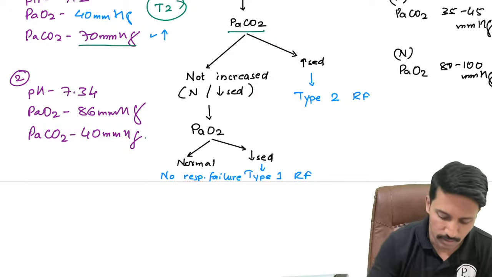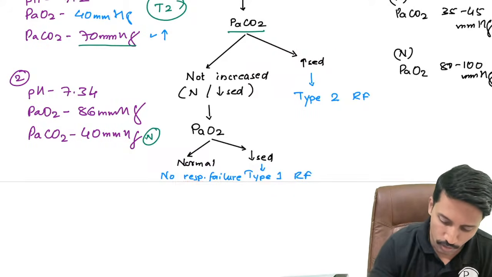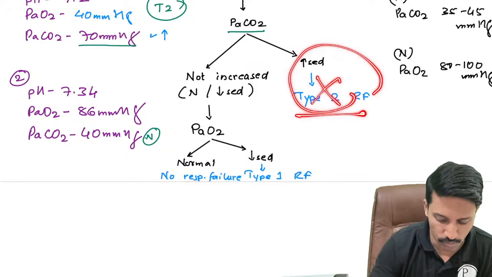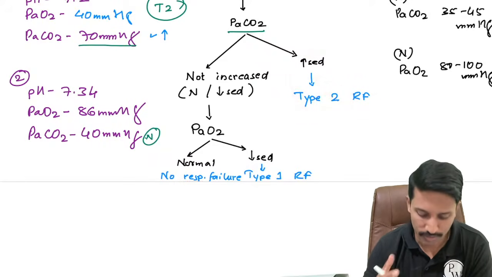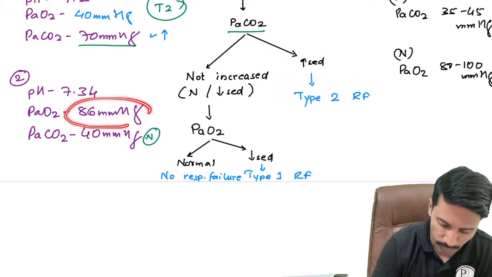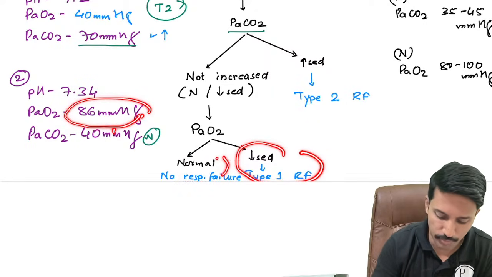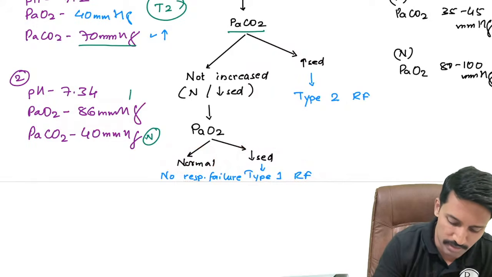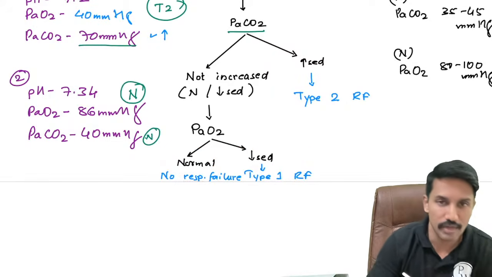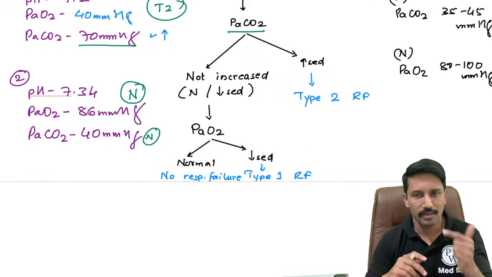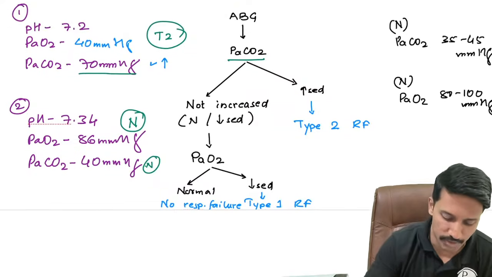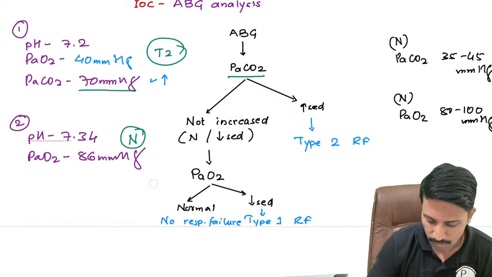Next example. In the next example, partial pressure of carbon dioxide appears to be normal. 35 to 45 is normal. So when it is normal, type 2 is ruled out. It may be type 1. So next what I should see? Oxygen. If oxygen is low, then it is type 1. If oxygen appears to be normal, then it is normal. So here oxygen appears to be normal. So that means this patient does not have respiratory failure. This is going to be our approach for the interpretation of ABG.